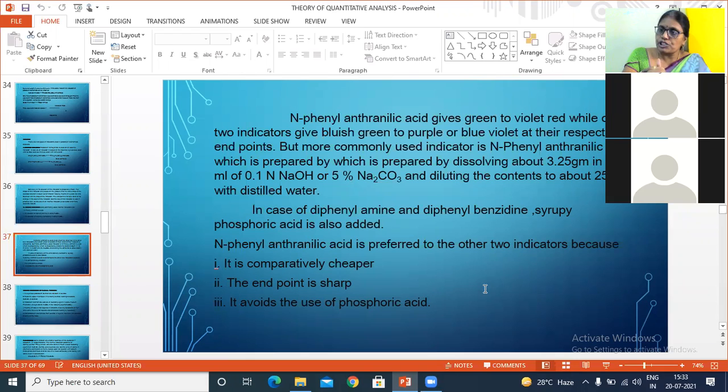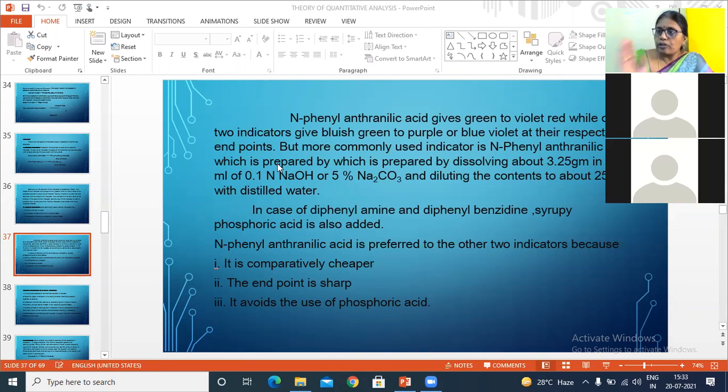Diphenylamine or diphenylbenzidine indicators we have to dissolve in concentrated sulfuric acid. Along with that concentrated sulfuric acid, we should add 2 to 3 ml of phosphoric acid for that indicator. Then only can we get such colors for the titrations. N-phenyl anthranilic acid is preferred to the other two indicators because it's comparatively cheaper. Cost-wise, it's very cheap, the end point is sharp, and it avoids the use of phosphoric acid.